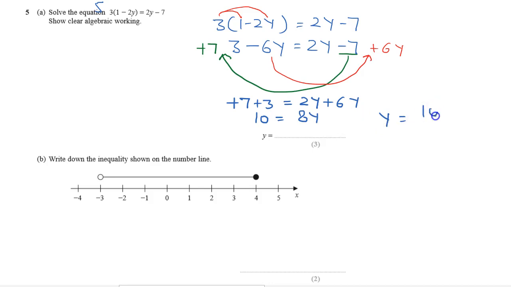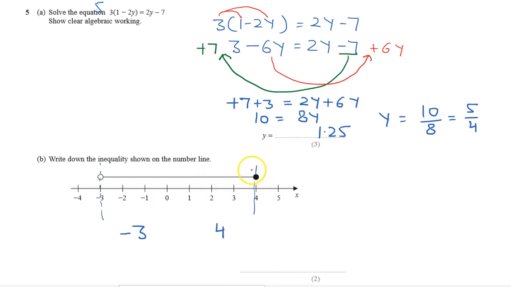So y will be 10 over 8. You can simplify it further, that is 5 over 4. So you can write your answer 5 over 4 or 1.25. Part B is write down the inequality shown on the number line. Now this number line is from -3 to 4. So the lowest number is -3, the highest is 4.